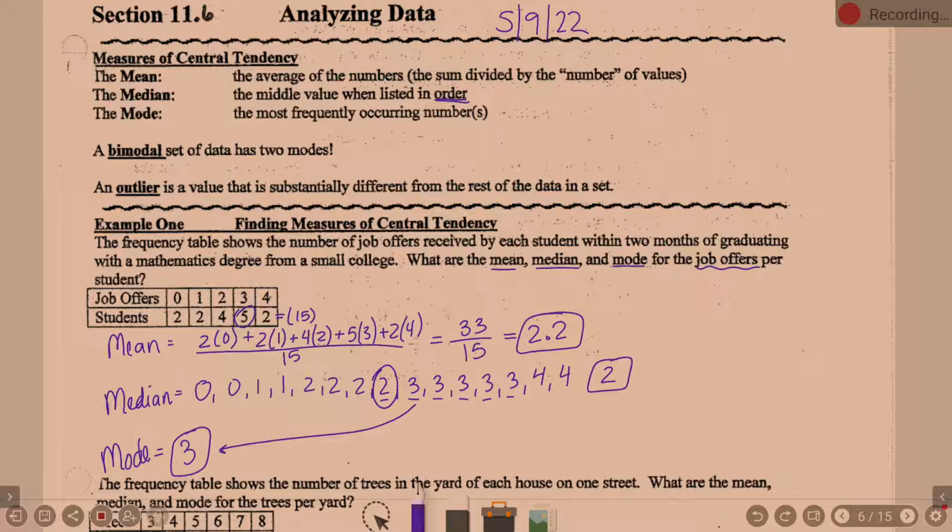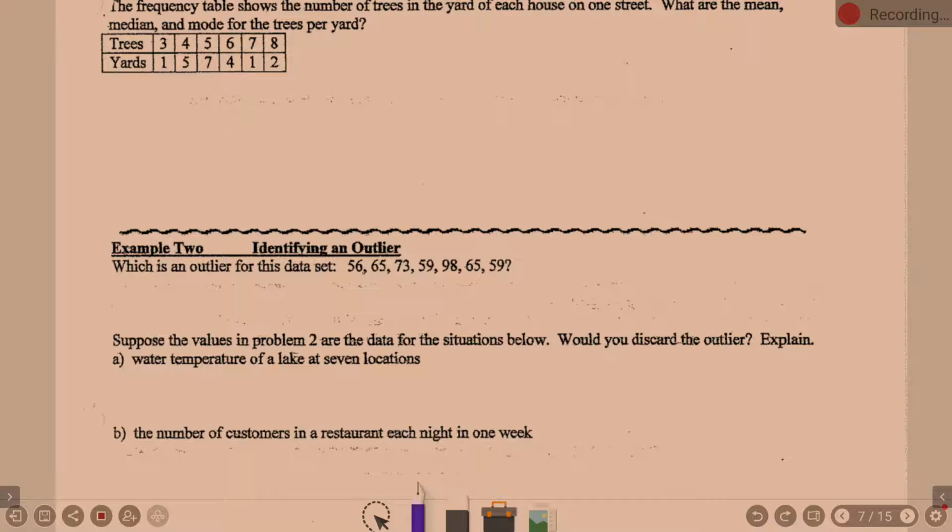Now, for the sake of time, I'm going to skip the next example, just because we'll have more practice of mean, median, well, median, I guess, but I feel like you guys have the basics there. And I'm going to go down here to identifying an outlier.